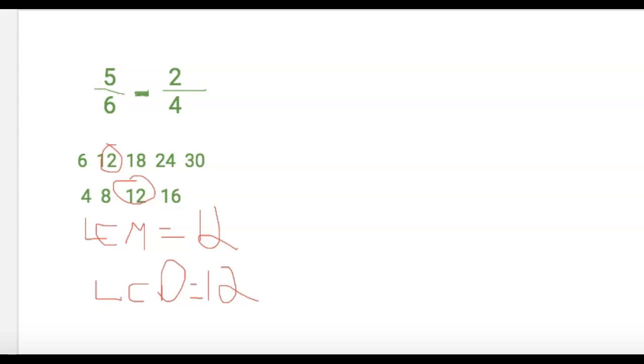So let's go ahead and do that. Okay. So that means that I have to change both my fractions so they have a denominator of 12. So again, I have to ask myself, 6 times what equals 12? Well, 6 times 2 equals 12. So if I change the bottom by multiplying by 2, I have to change the top by doing the same thing. So I have to multiply the top by 2, which is 10. So this is 10 twelfths.